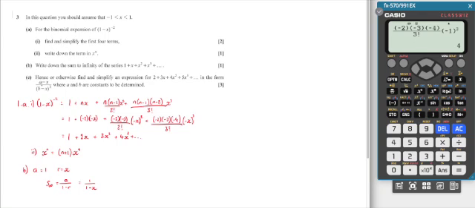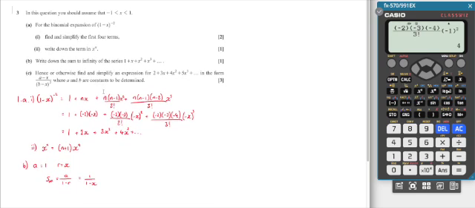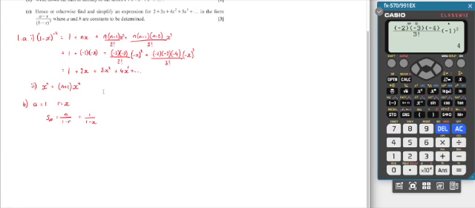So, hence or otherwise, find and simplify an expression for 2 + 3x + 4x squared + 5x cubed in the form (a - x) over (b - x) squared, where a and b are constants to be determined. So let's have a look then. Hence, that probably means we're going to use what we need already. So what have we got? This is part C, (a - x) over (b - x) squared.